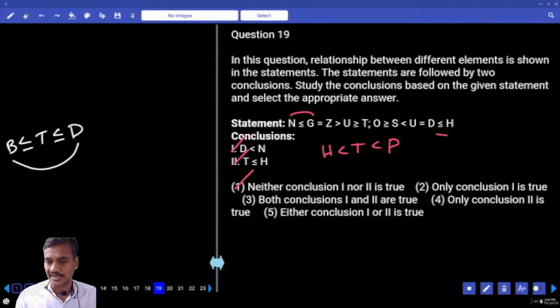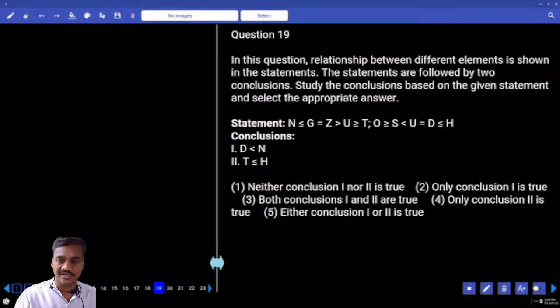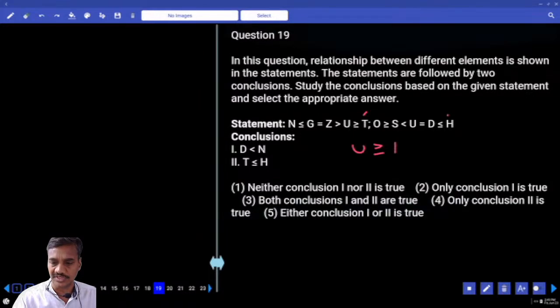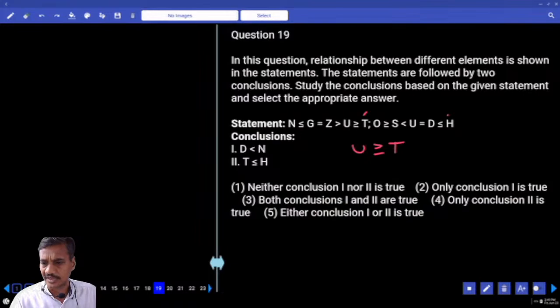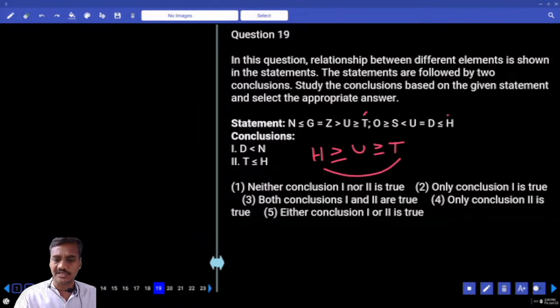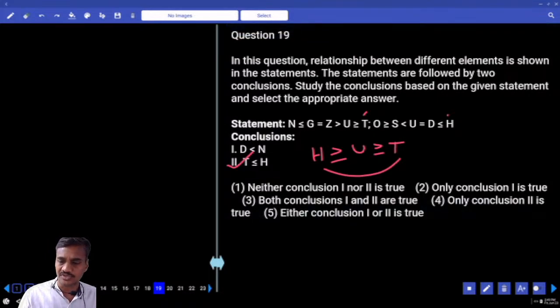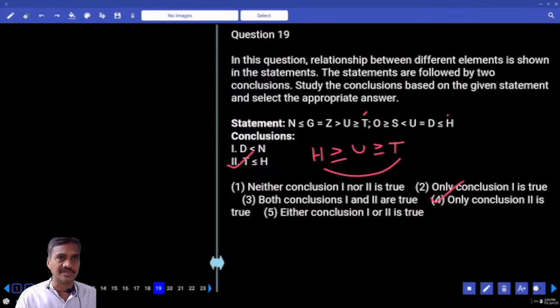Clear? Then the 19th one. Now in question number 19, D and N. N is here, D is here. Which element is common? U is common. N to U has two opposite symbols, so no relation can be drawn. And next, T and H. Now T is here, H is here. Which element is common? U is common. Then U is greater than or equal to T, and U is lesser than or equal to H, which means H is greater than or equal to U. H is greater than or equal to T, so T is lesser than or equal to H, only two. Choice for question number 19.